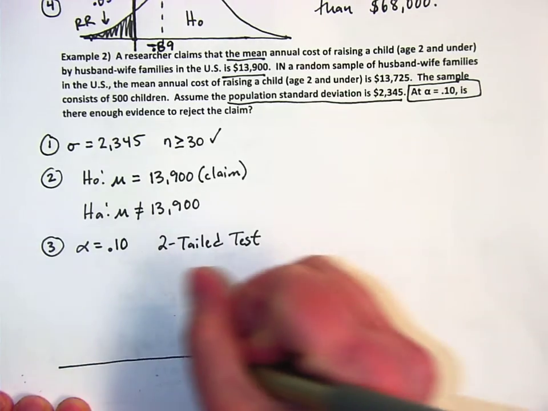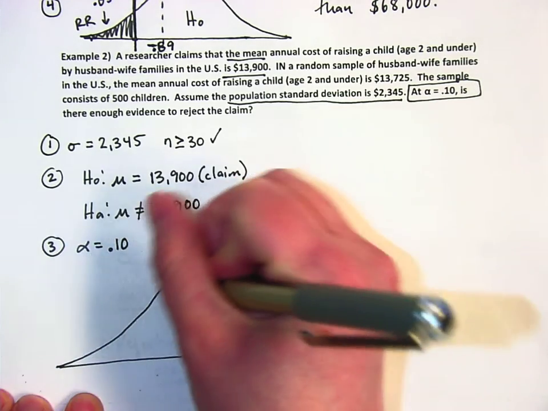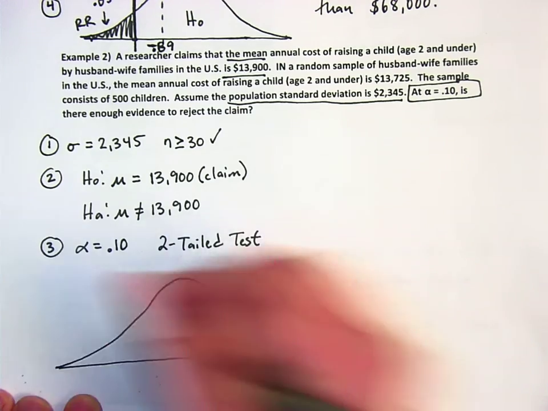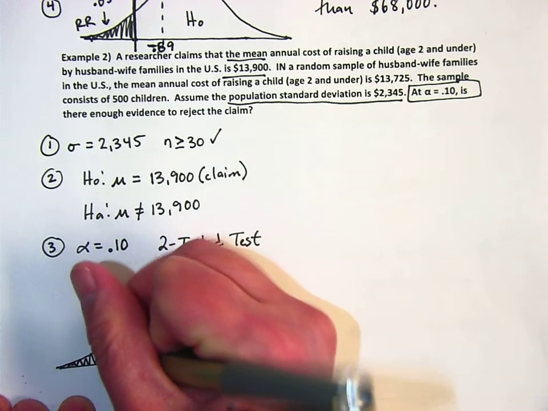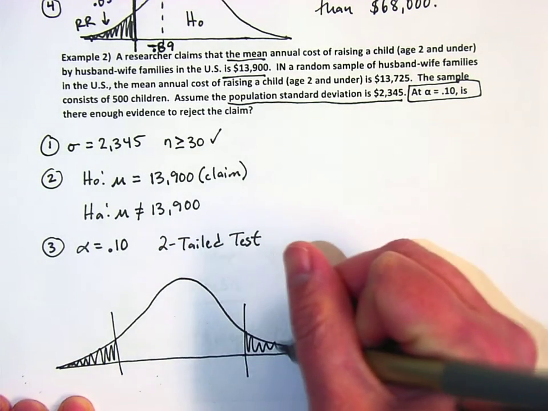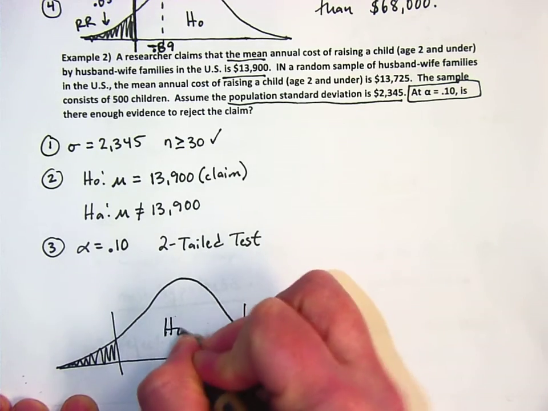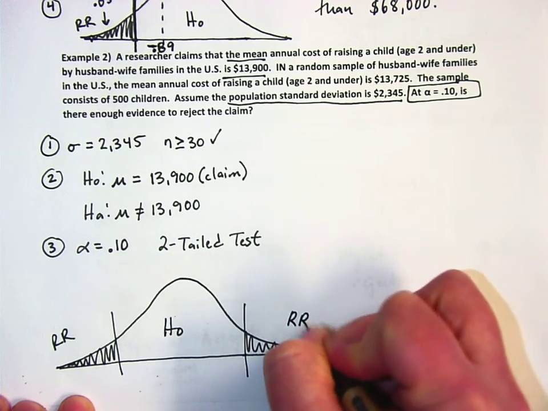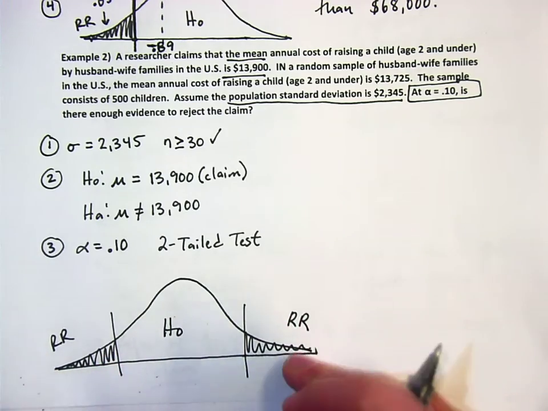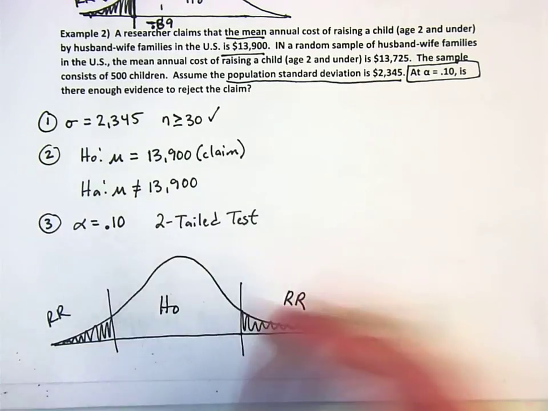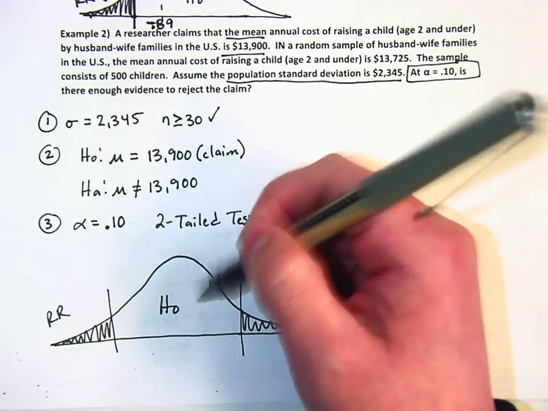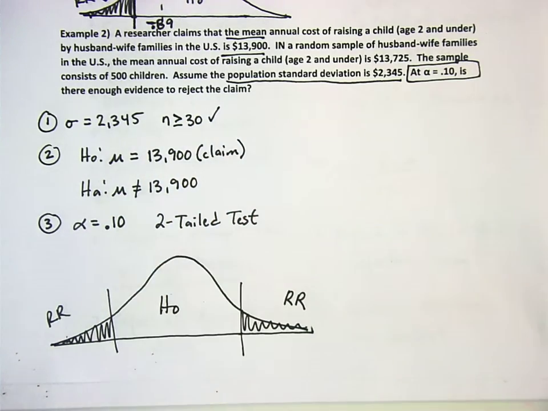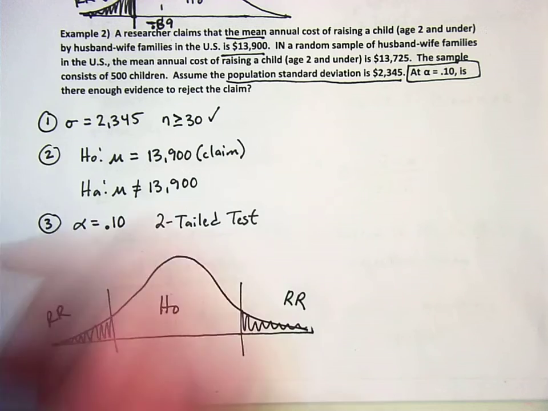I'm going to draw a picture. Here's my H sub 0. Over here is my rejection region on this side, my rejection region on this side. It could be too low, it could be too high. I don't really know what it is yet right now. We're hoping for the claim that it falls somewhere in this region and not in the rejection regions. This was step 4.